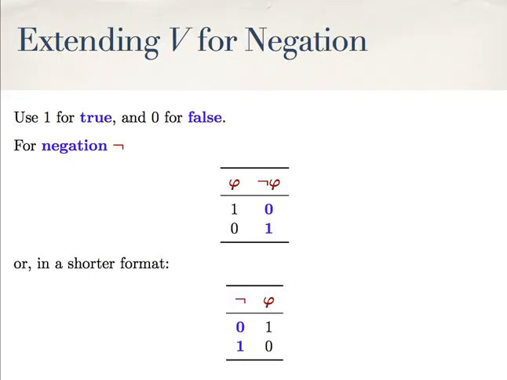Let's begin with negation. Now, in the case of negation, what negation does is essentially to invert the truth value of the formula that is being negated. And we can see this quite clearly from this table here. This is called a truth table. This is the truth table for negation.